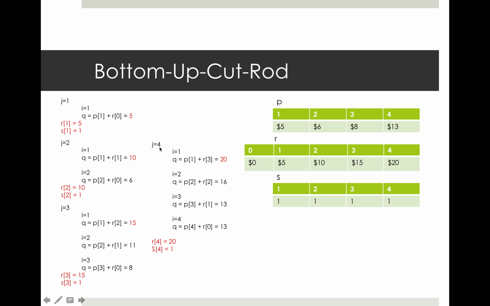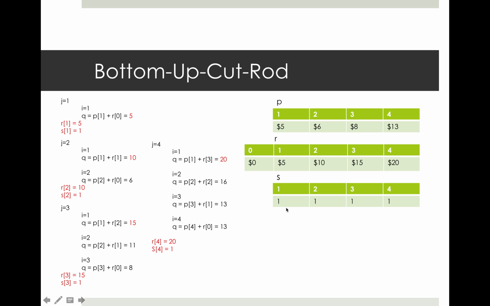And then finally, at 4, we're going to have P of 1 plus R of 3, which, remember, all of these have already been set in our previous iterations, so we just have to look them up. I equals 2, 16. I equals 3, we make $13. I equals 4, that's the whole rod, no cuts, $13. So the maximum iteration would be this one. We'd make $20, so we set S of 4 to 1.